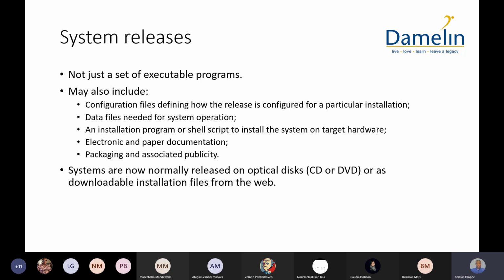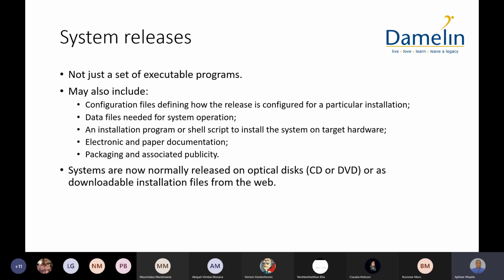Then also, a release can contain data files. Data files are the files where this software stores its data. It can also contain an installation program or shell script to install the software on target hardware, electronic and paper documentation, packaging, and associated publicity. Systems are now normally released on optical discs or DVDs, or as downloadable installation files from the web.